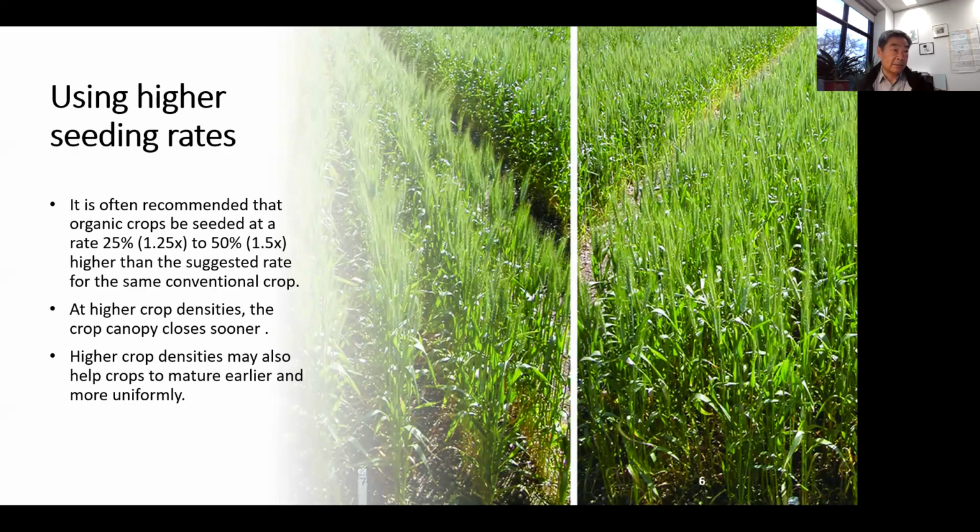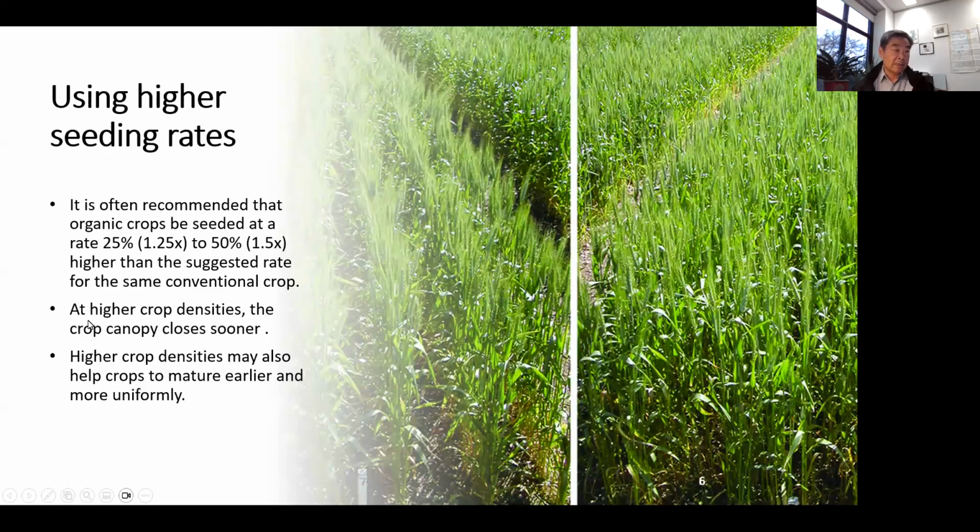In most cases, the higher seeding rate is trying to deal with nutrient deficiencies or weed control. So in general, it is recommended that organic crops be seeded at a higher rate, like 125 or 150 percent of the suggested conventional seeding rate in your neighborhood.